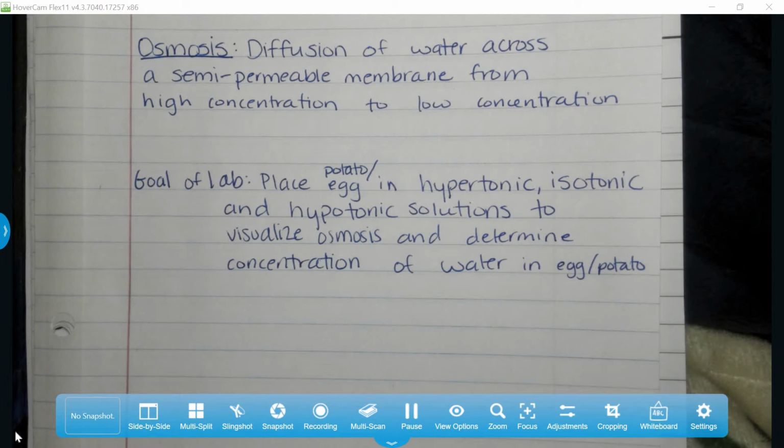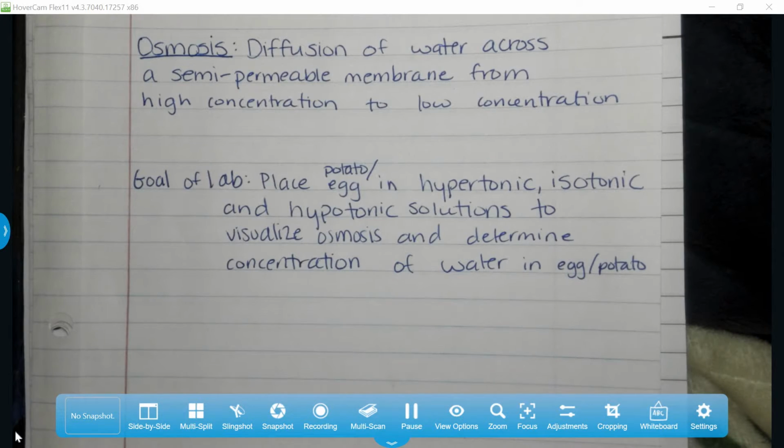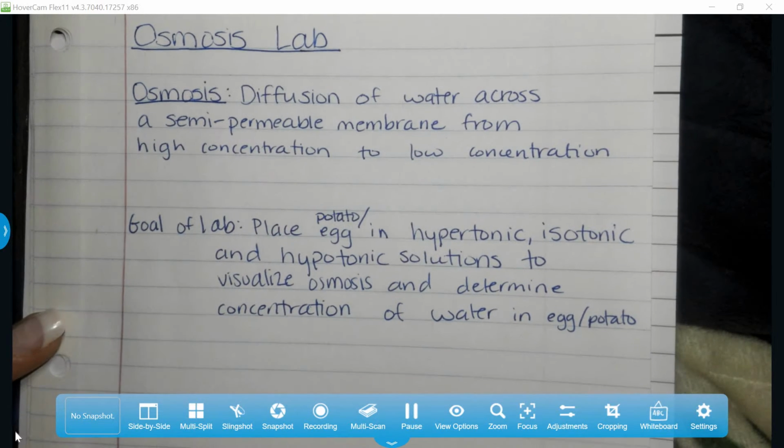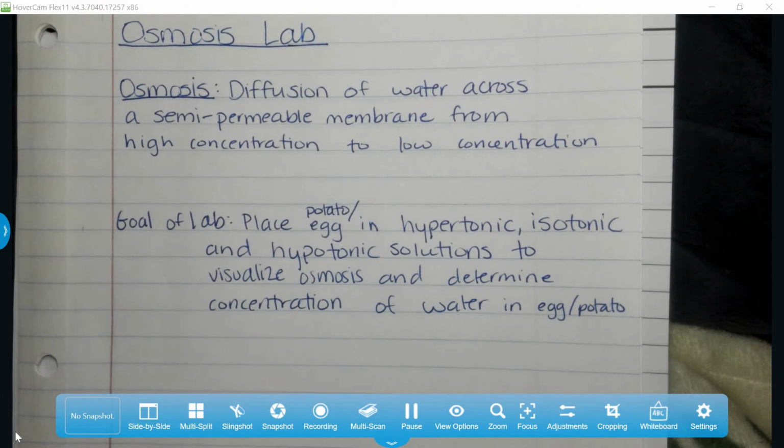All right, students. So I'm going to go over the background introduction for the osmosis lab, and we're going to walk ourselves through the experimental setup, and then we will look at how to set up the experiment.